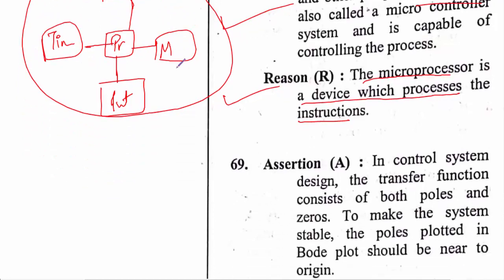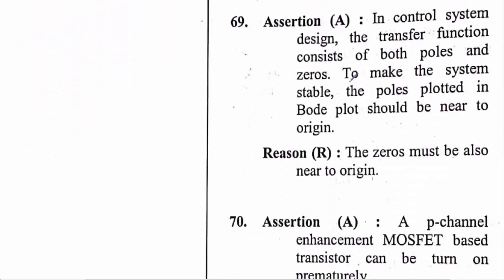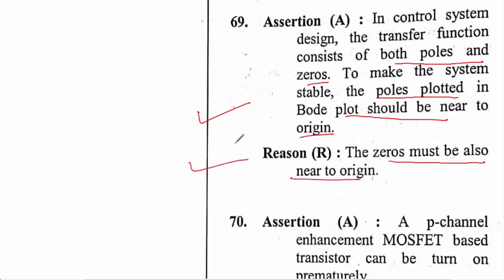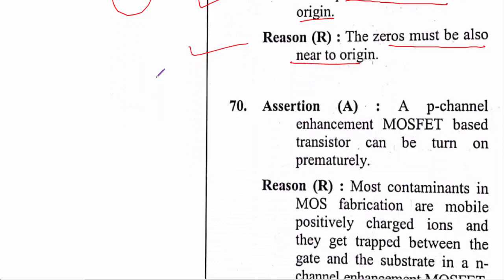69th question. In a control system design, the transfer function consists of both poles and zeros. To make the system stable, the poles plotted on a Bode plot should be near to the origin, they are telling. Yes, it should be near to the origin. The zeros also should be near to the origin. Yes, zeros also should be near to the origin, so poles and zeros should be close to the origin. This statement is correct and the explanation is also correct. So the option that is going to follow is A.